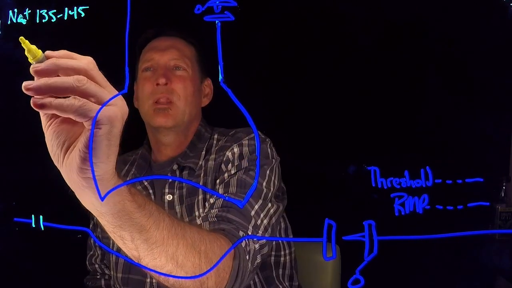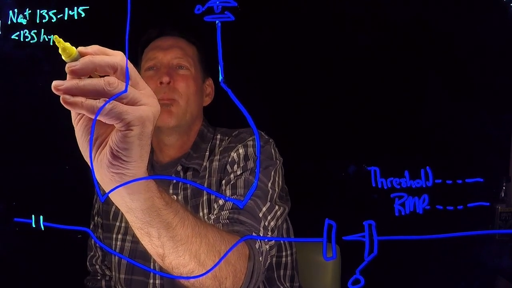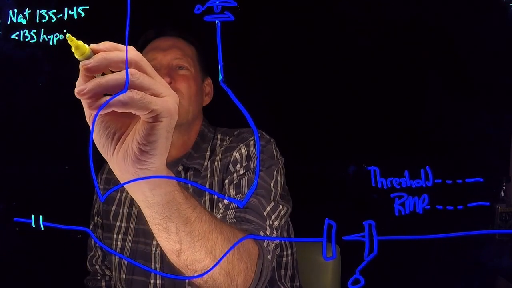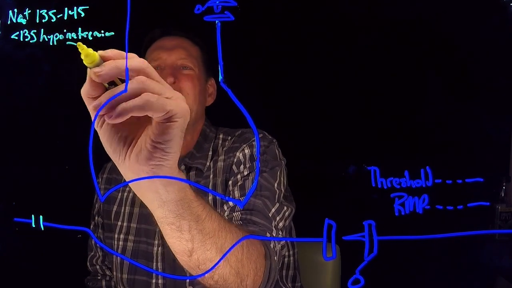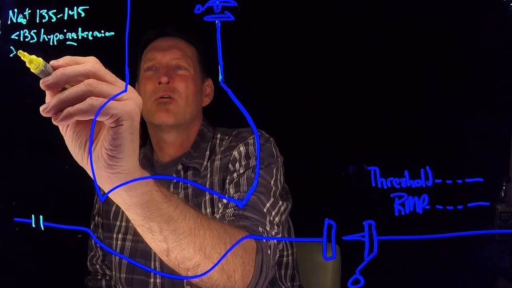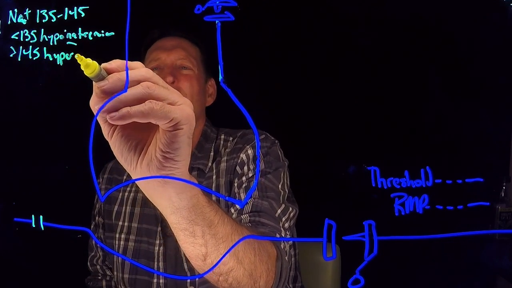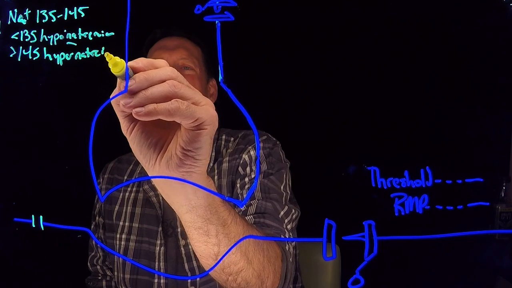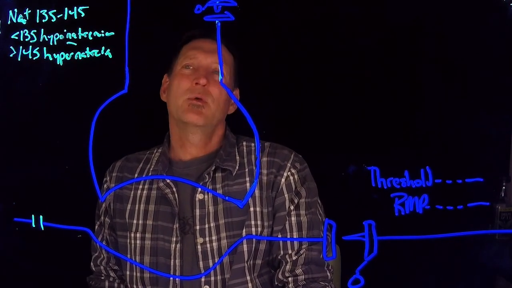Now, if we go less than 135, we're going to call that hyponatremia. And so natremia just refers to, as you can see right here, sodium. If I go greater than 145, I'm going to call that hypernatremia. All right. So what happens if you have hyper or hyponatremia?